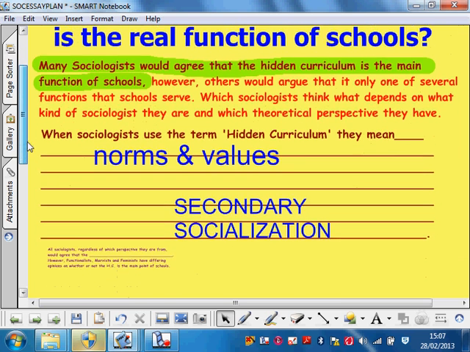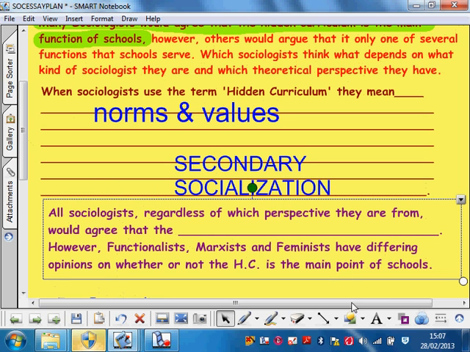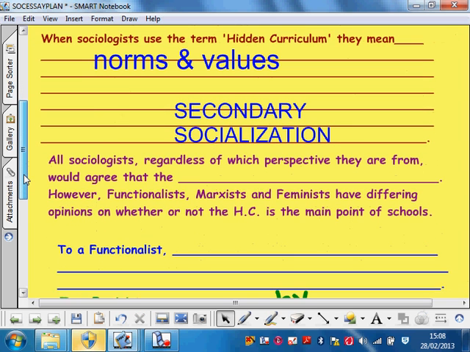So now you've explained what it is. Now, what do sociologists think? Well, I would put that all sociologists, regardless of which perspective they are from, would agree that the hidden curriculum exists in schools and that it's extremely important. Everybody agrees with that. However, functionalists, Marxists and feminists have differing opinions on whether or not the hidden curriculum is the main point of schools. They all agree it exists, but they disagree as to how important it is.